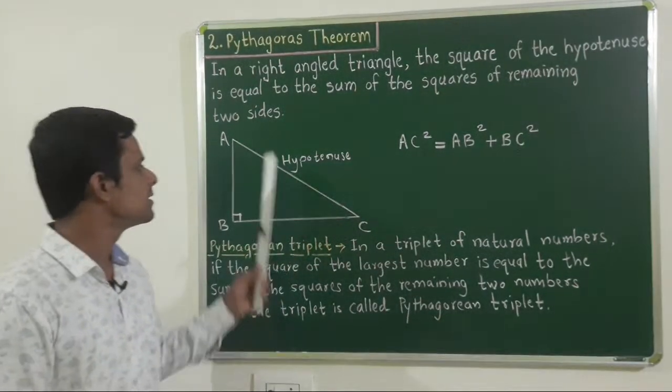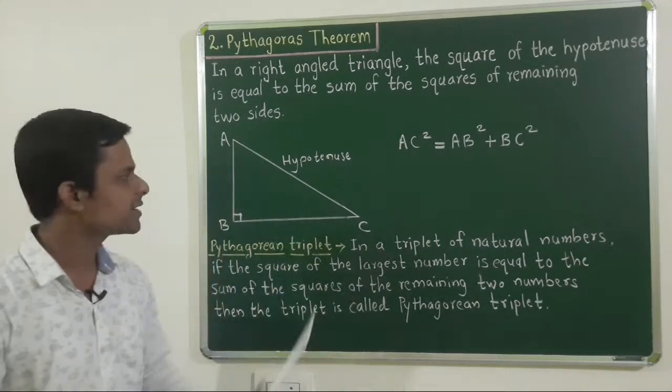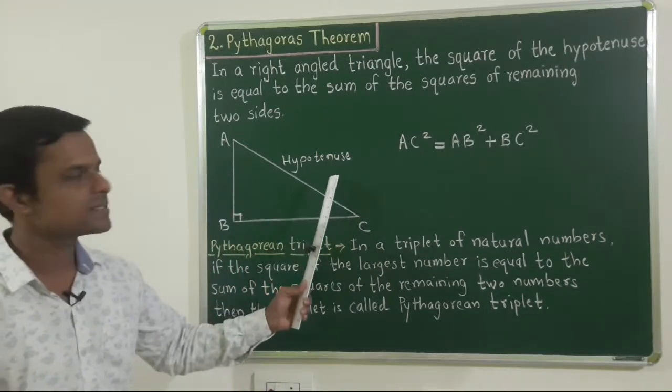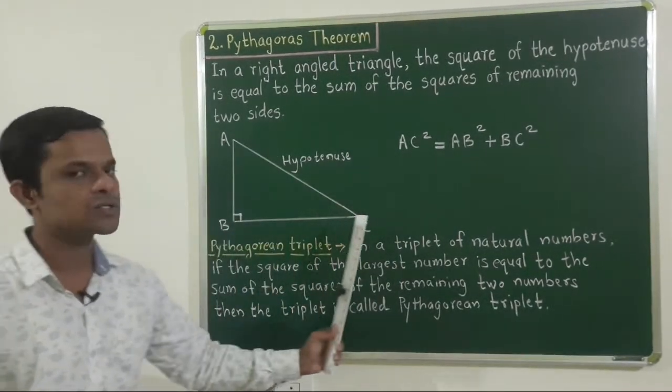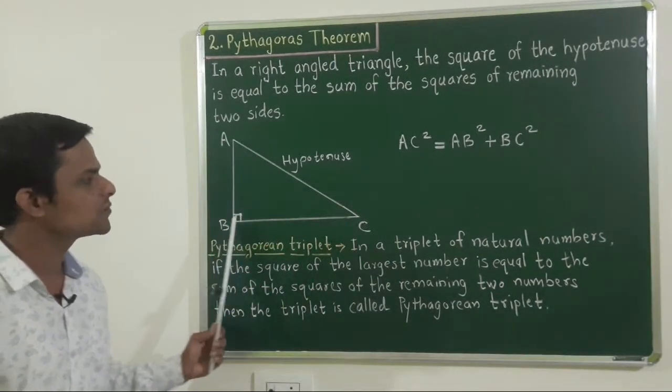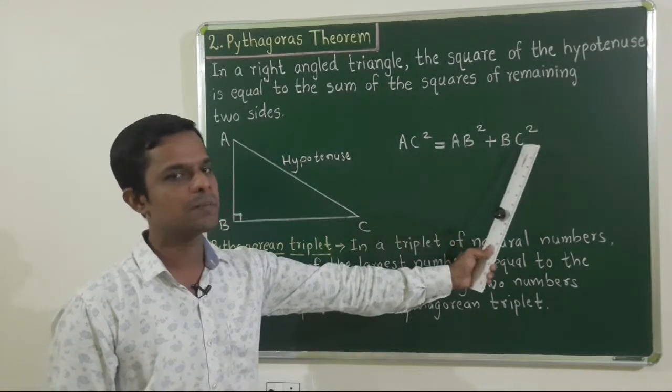See once again, for that the triangle must be a right angle triangle. Means in right angle triangle ABC, hypotenuse is AC and the square of hypotenuse, means AC square, is equal to the sum of squares of the remaining two sides, that is AB square plus BC square. AC square is equal to AB square plus BC square.